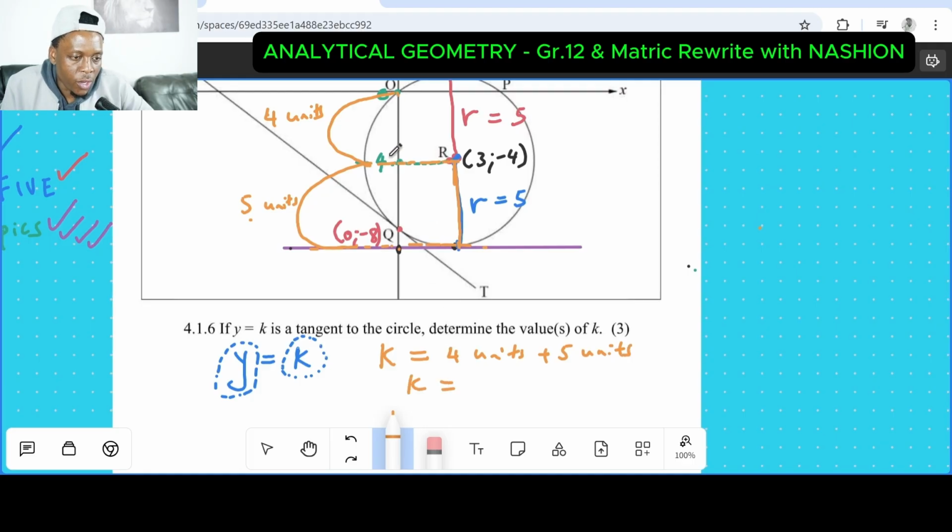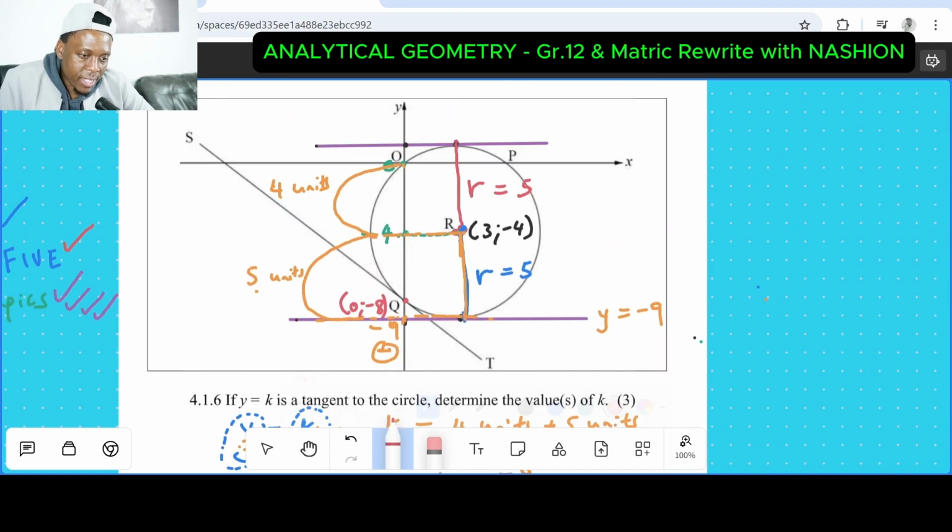Now, since we are on the negative side of the y-axis, so this part is the negative y-axis. 4 is already negative 4, and then this 5 units is going to be negative 5. Therefore, k is negative 9.